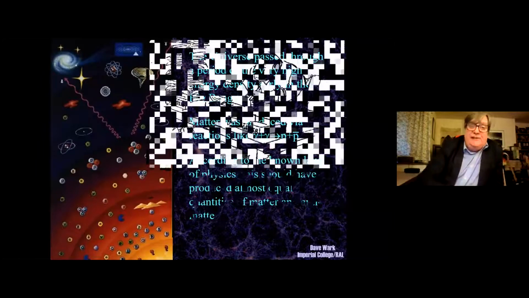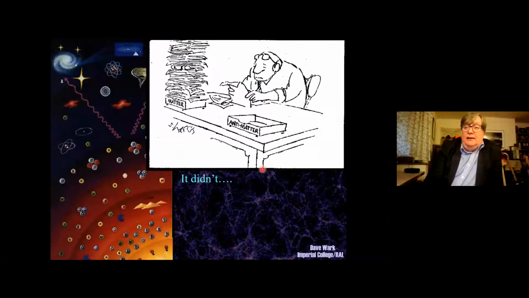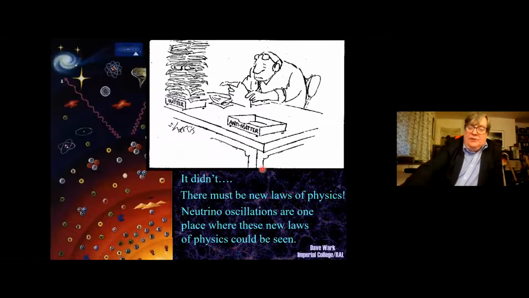Because in the universe we see today, there is an enormous preponderance of matter over antimatter. So that means we're looking for places where the laws of physics do not conserve CP as a hint to where this may have come from. And neutrino oscillations are one such place.